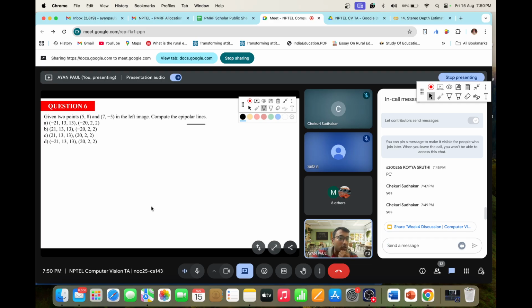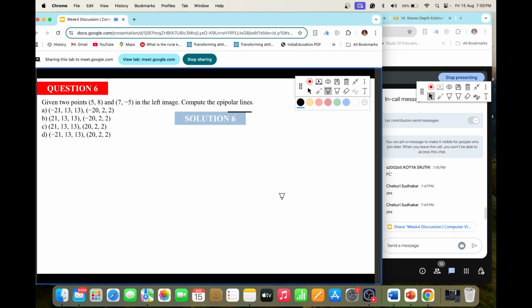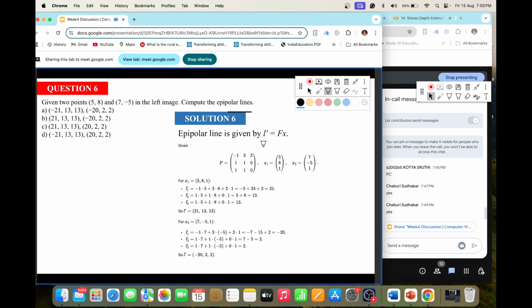L dash equals to what? L dash equals to F into X, right? So L1 dash equals F into X1, and L2 dash is F into X2. Okay? Clear, right? So very easy. L dash equals F into X.